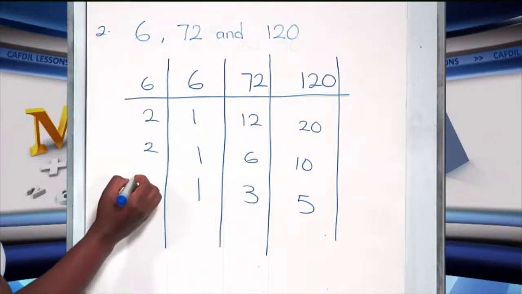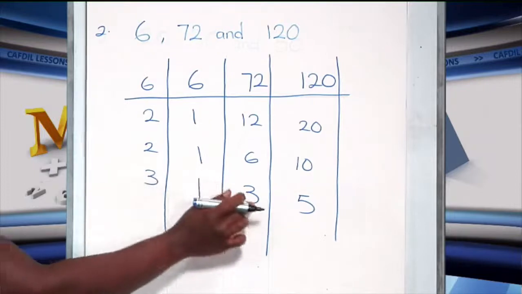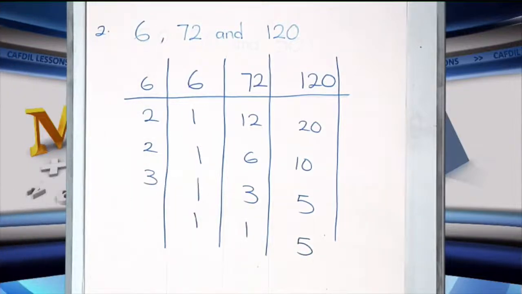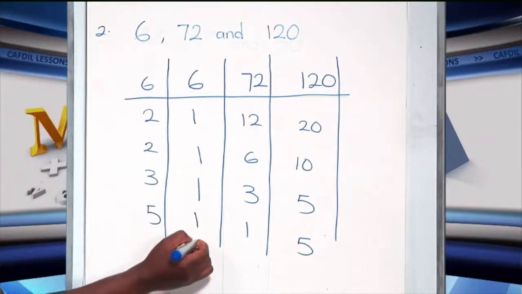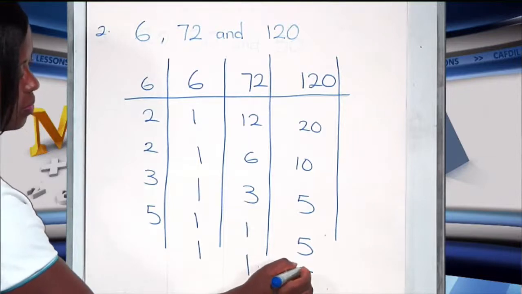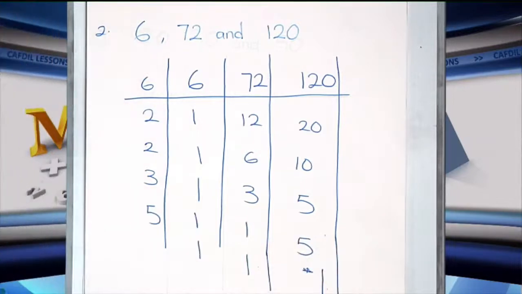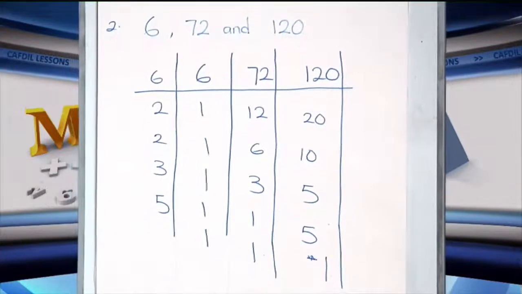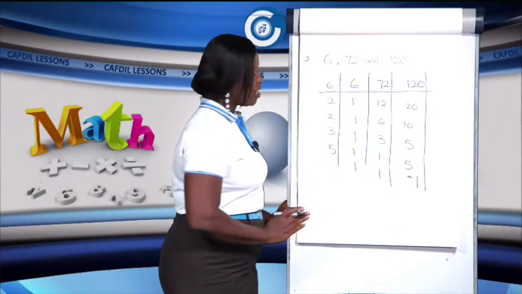So 3 is the only one that can divide itself. 3 cannot divide 1, so let's write 3 into 3, 1. And then we have 5 because 3 cannot divide it. So we can use 5 so that it can divide itself. 5 can't divide 1. 5 goes into 5 as 1. So we are done. As soon as you get 1, 1, 1 for each of the numbers, you stop.